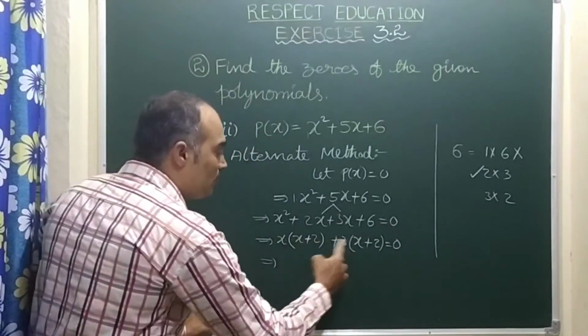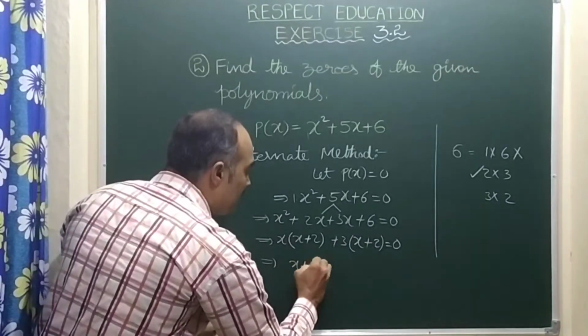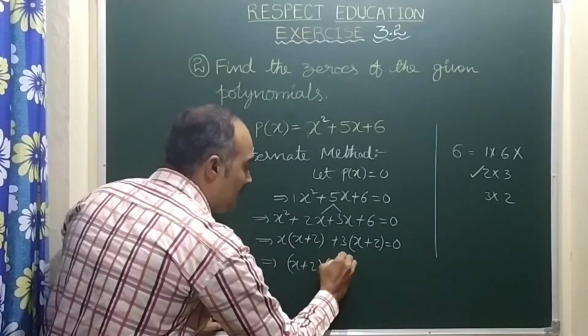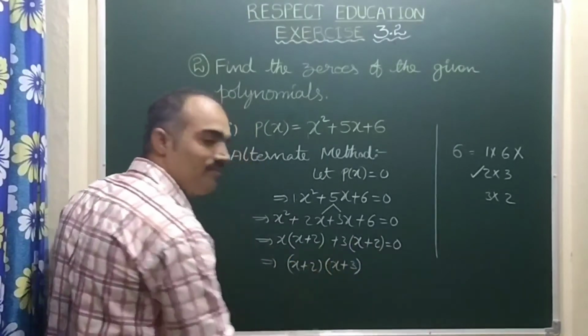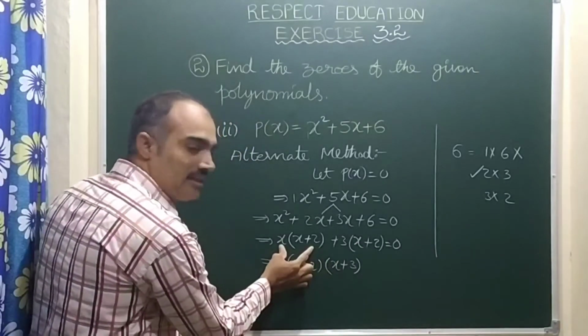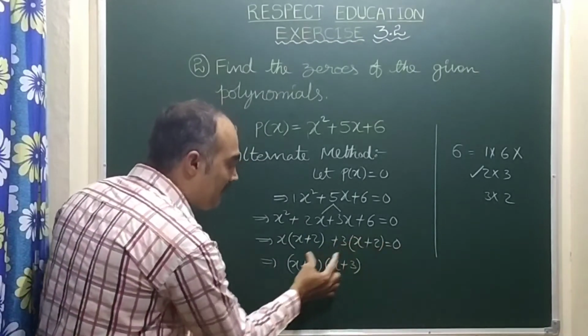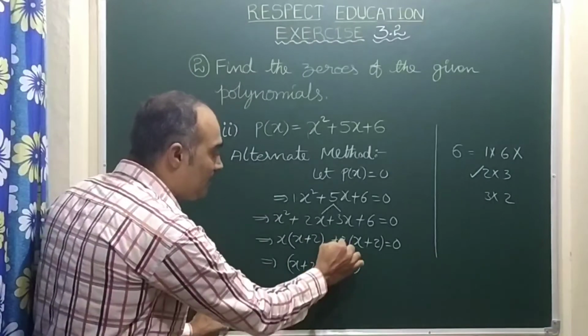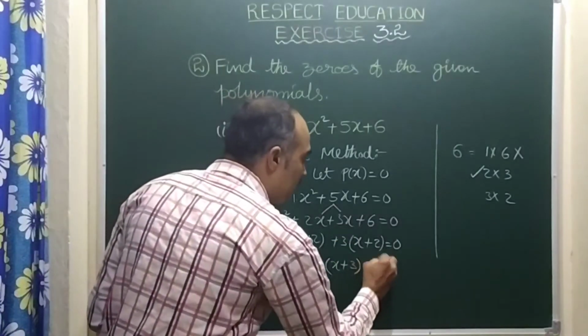So in these two terms, x plus 2 is common. I am taking x plus 2 common. Here x is left, here 3 is left. Clear? In x into x plus 2 plus 3 into x plus 2, I am taking x plus 2 common. Here x is left and 3 is left. So it is equal to 0.